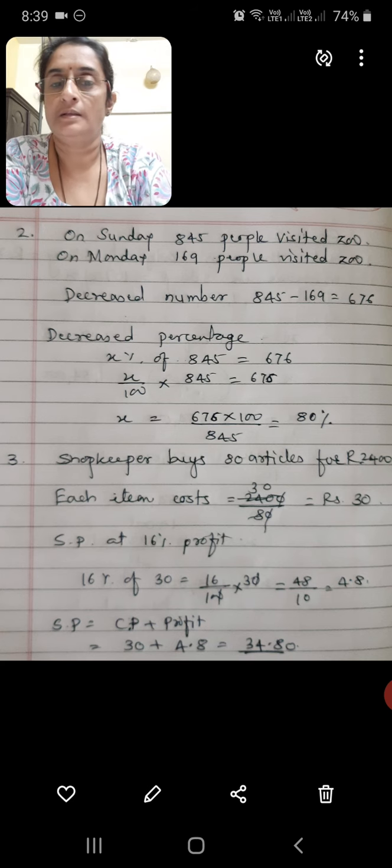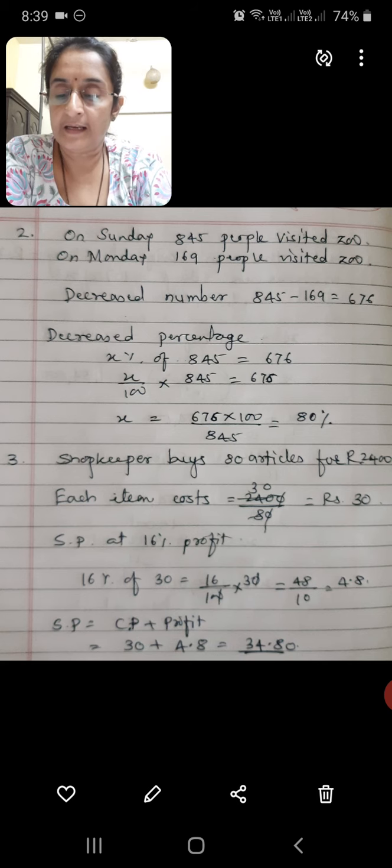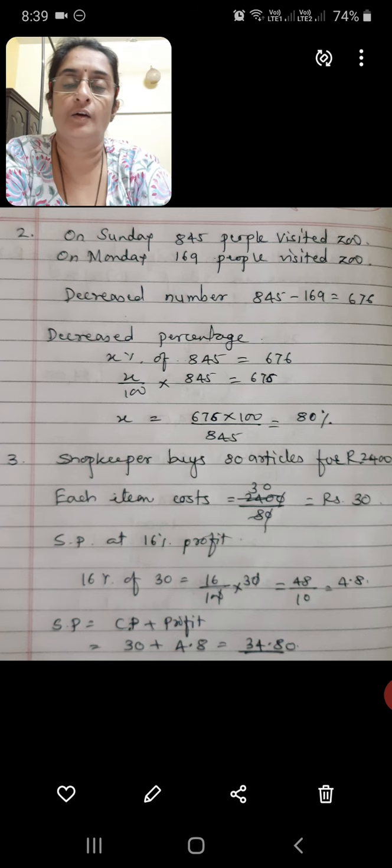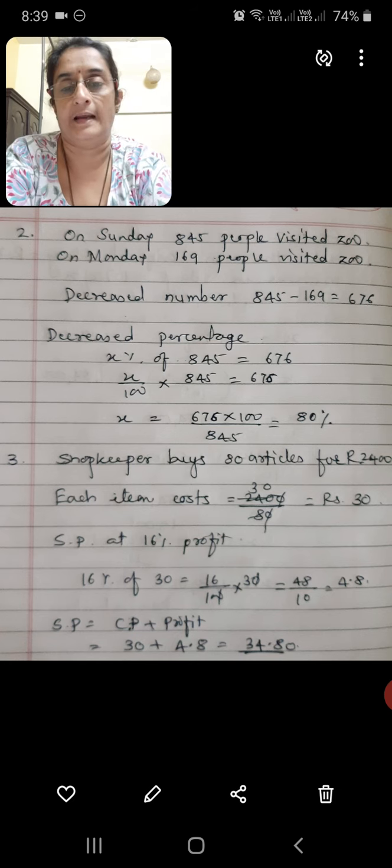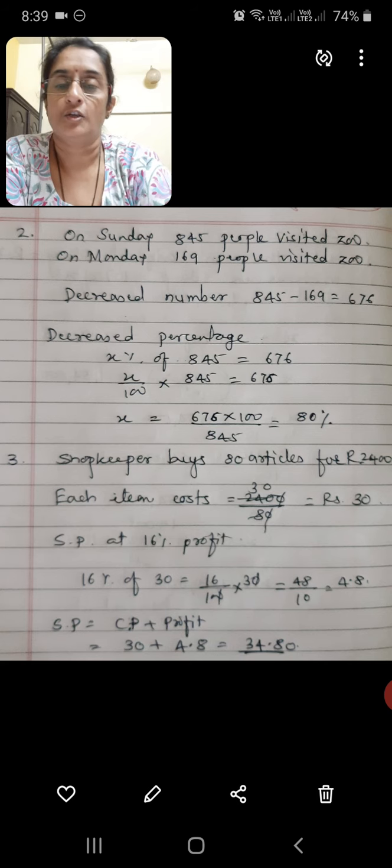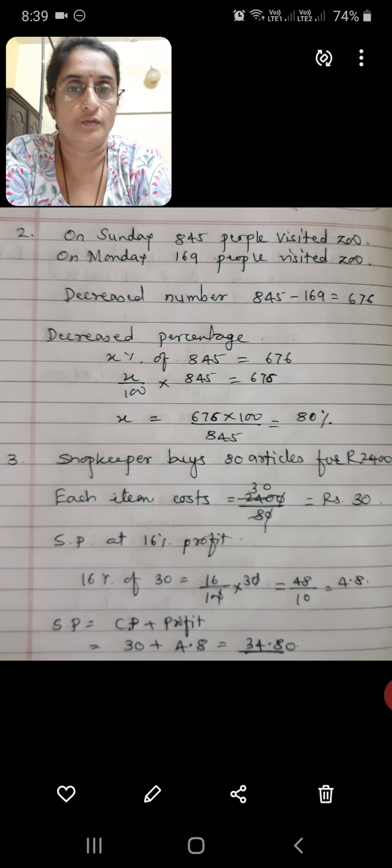Let us go to the third question. A shopkeeper buys 80 articles for rupees 2400 and sells them for a profit of 16%. Find the selling price of one article. So here we are going to find out the selling price of one article. Now what is given? A shopkeeper has bought some things. How many articles has he bought? 80 articles for rupees 2400.